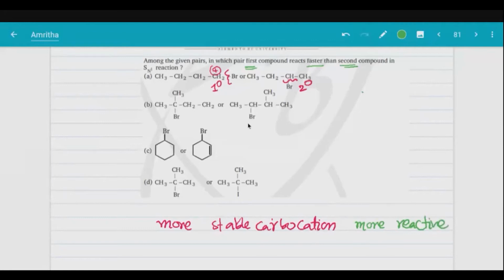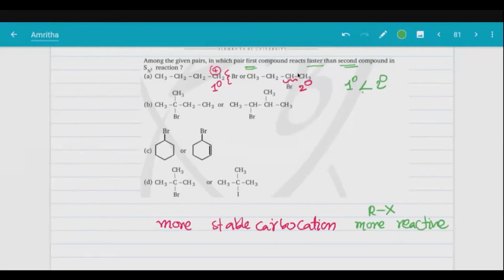More reactive, the reactant is more reactive. RX is more reactive. Alkyl halide is more reactive. Okay, so what is the correct one? Primary, secondary. We can clearly see secondary is dominating, right? Secondary carbocation is formed here. Second compound is more reactive.